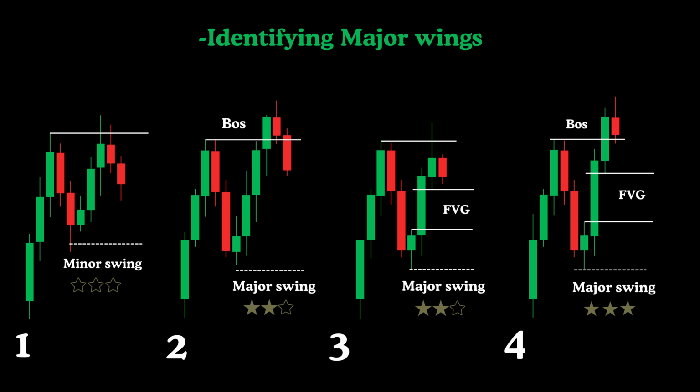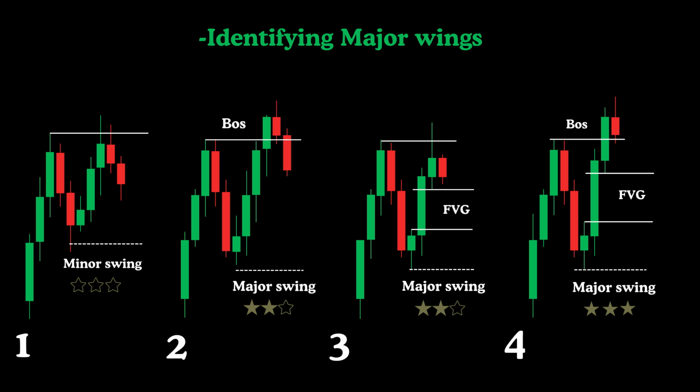In the last example, this swing has formed imbalance, broken structure, and shown sufficient distance. Therefore, it is a major swing point with 3 stars. Breaking below this low represents a valid change of character, a complete shift in market direction and momentum, or however you prefer to describe it.